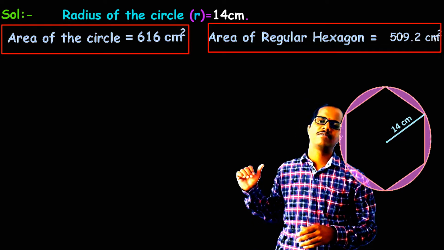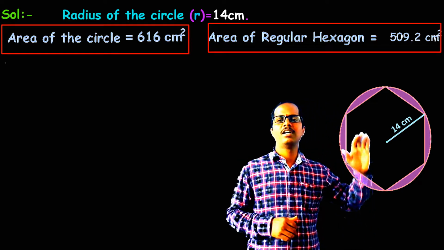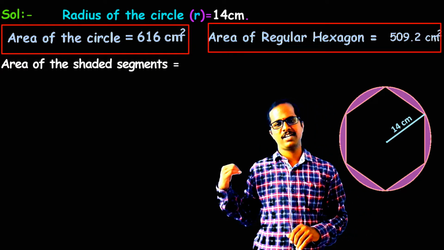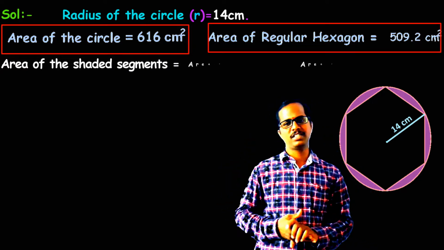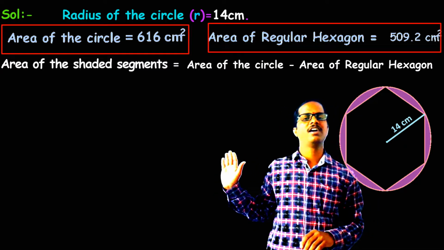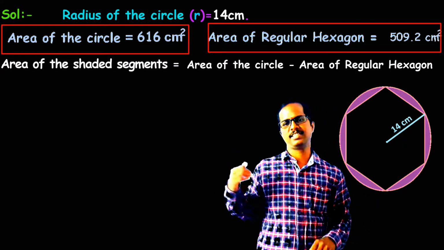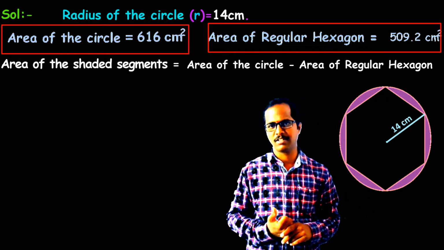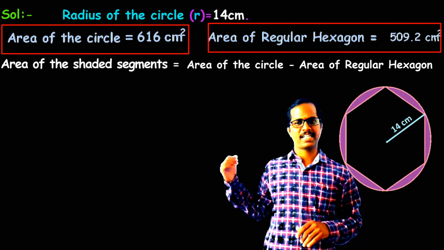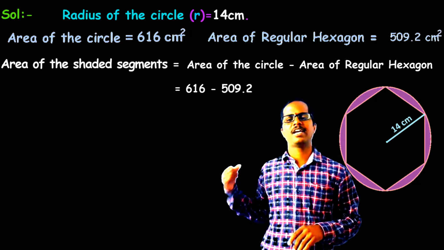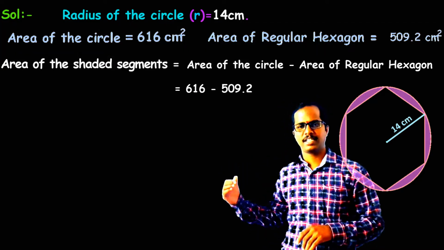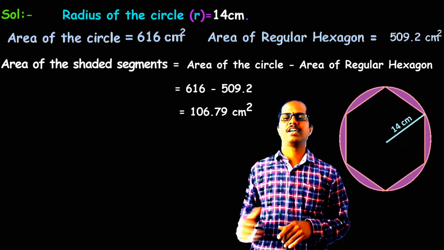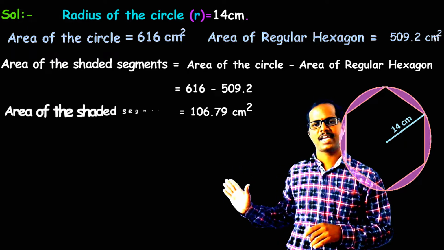Now we can find the area of the shaded segments by subtracting the area of the regular hexagon from the area of the circle. So therefore the area of the 6 equal designs is equal to area of circle minus area of the regular hexagon. So by writing their values we get 616 minus 509.2. By subtracting these two we get 106.79 centimeters square. Therefore the area of the 6 equal designs is equal to 106.79 centimeters square.